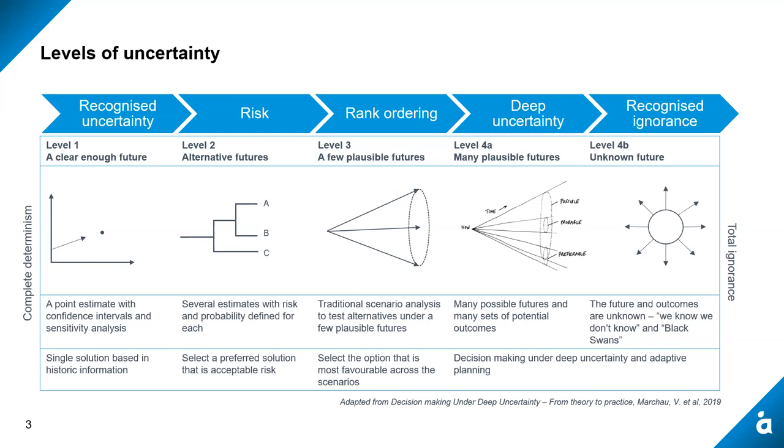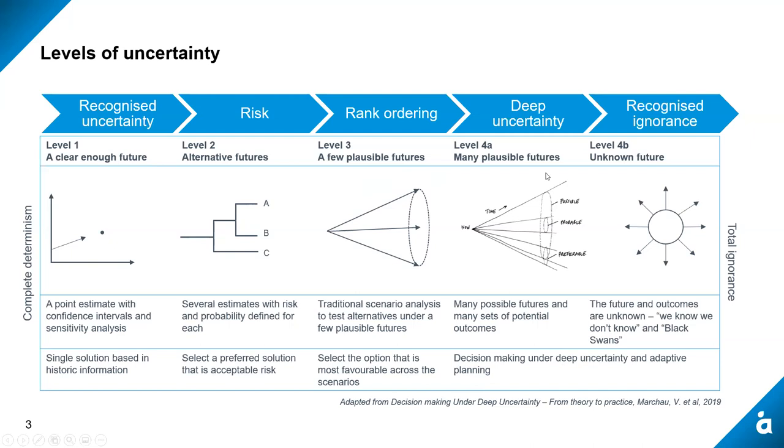Then you've got the sort of risk space. It's where we're dealing with several alternative futures, but we're able to come up with pretty good probabilities on how those futures are going to play out. And you can select the solution that we consider acceptable risk. You move into rank ordering. So this is where you have a few plausible futures. This is where scenario analysis generally fits in. And you generally select the option that is most favorable across a range of scenarios. So the issue with rank ordering is that you analyze the field within the bounds of those scenarios and you don't necessarily acknowledge what lands outside of those scenarios.